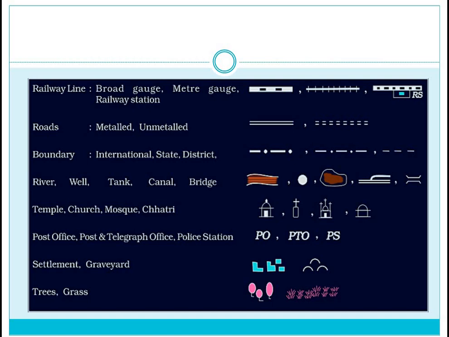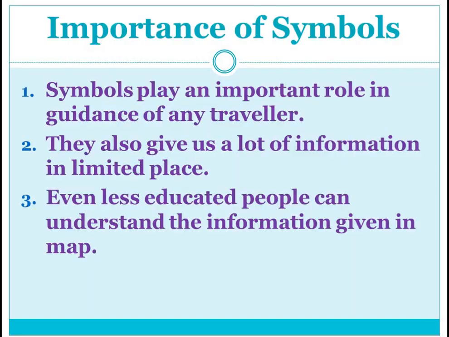PO for post office, PTO for post and telegraph office, PS for police station. Then settlement, which means here the people are living. Graveyard, then trees, grass. So these are the conventional symbols that are used in various maps all over the world.